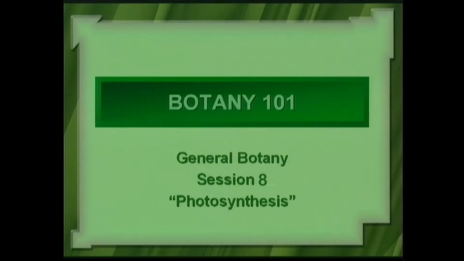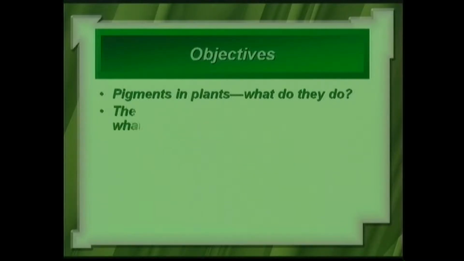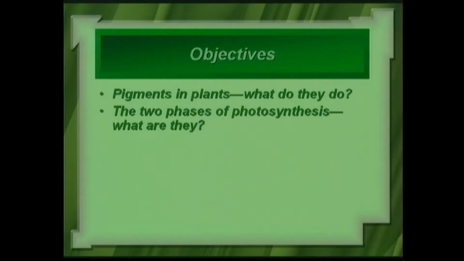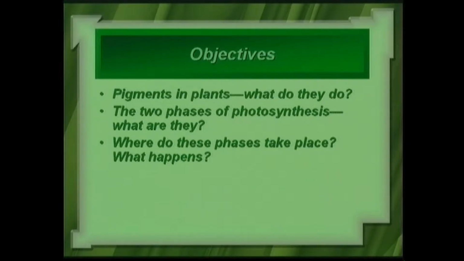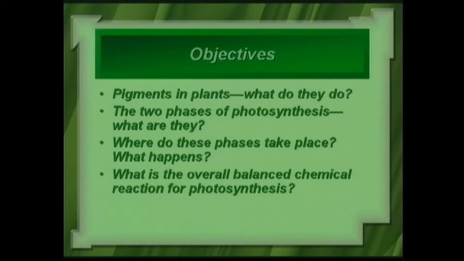All right, we're continuing on photosynthesis. Our objectives today. Pigments in plants, what do they do? What are the two phases of photosynthesis? Where do these phases take place? And what happens during these phases? And what is the overall balanced chemical reaction for photosynthesis?